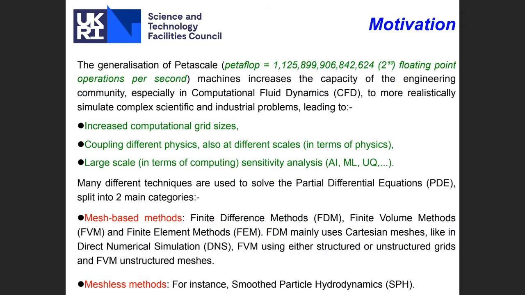So basically, the motivation behind that is that now there are a lot of petascale machines, and the new exascale machine might come either in June or November this year. That opens a lot of opportunity for computational fluid dynamics, because we can increase the computational grid size and make the problems much larger to take advantage of these machines.